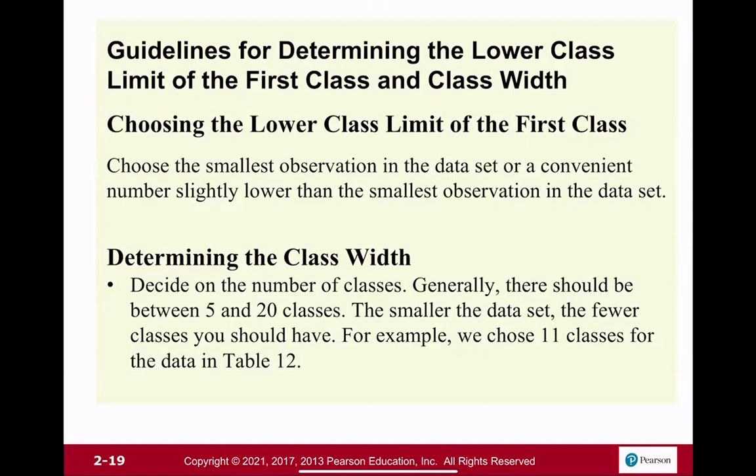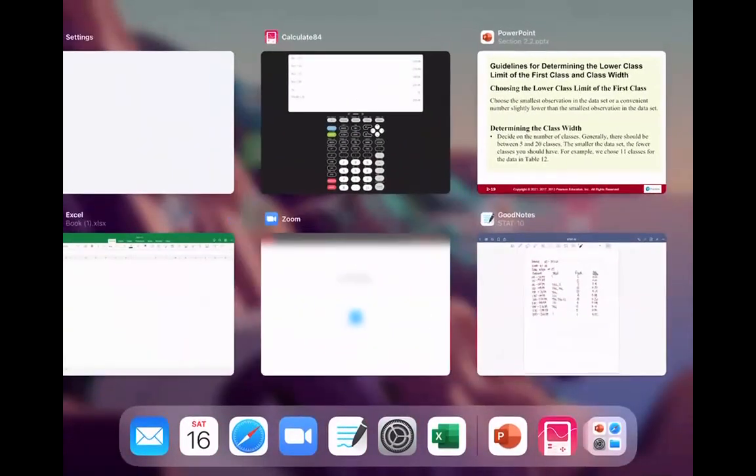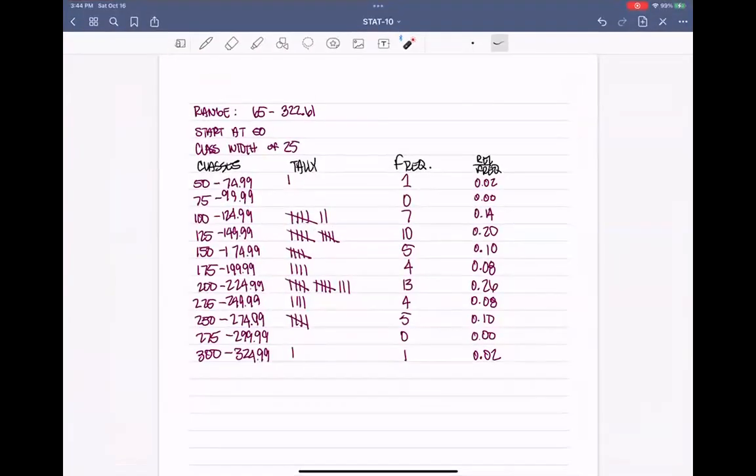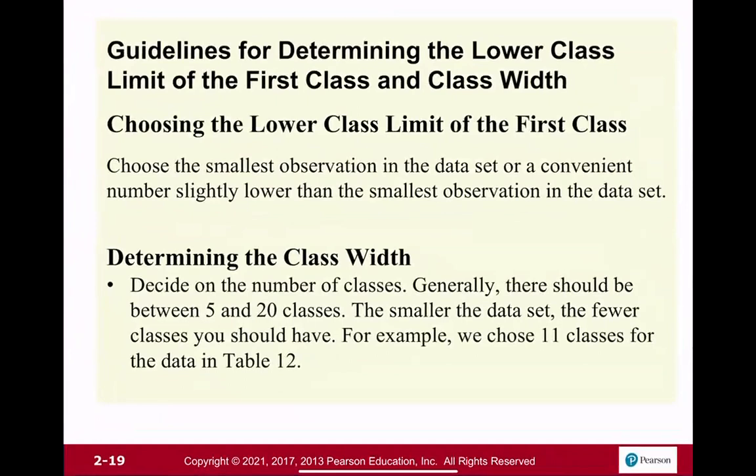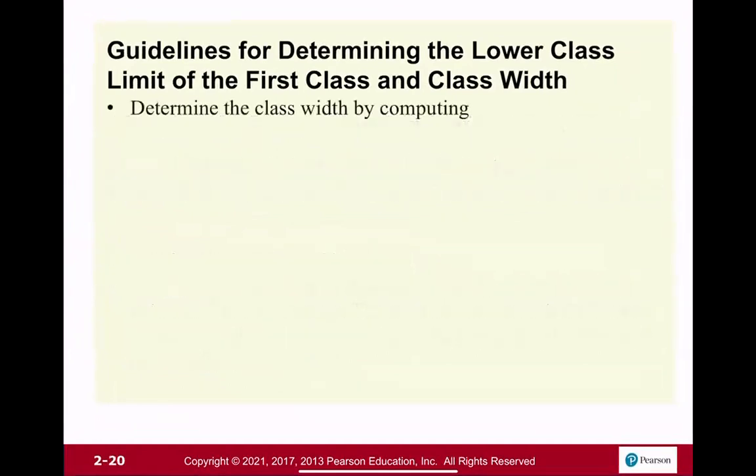So for this one, we didn't really have too many. We only have 50 different values. So we were able to get away with just having, I don't remember how many we had. What was it? Like 8 classes. So yeah. All right, so there we go.